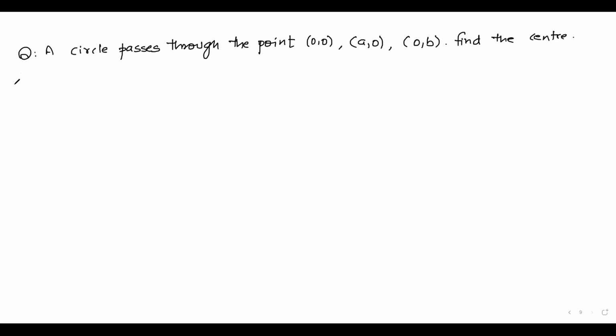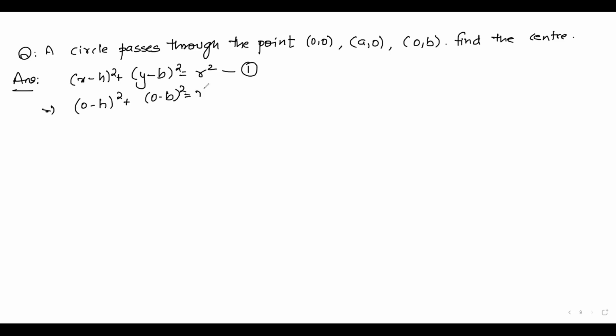So first of all, we will write the equation of the circle. What's the equation? x minus h whole square plus y minus k whole square is equal to r square. Is that clear? Similar type of question is there, I guess, in NCERT. They are saying that the circle is passing through these points, so that means these points will satisfy the equation. First of all, we will put this point in place of x and y. What you will get: 0 minus h whole square plus 0 minus k whole square is equal to r square.